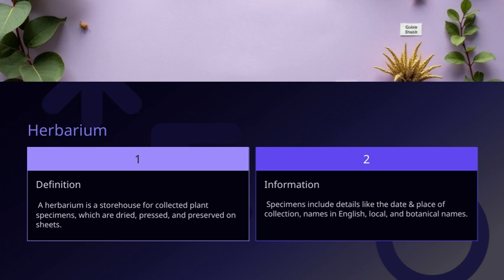So, in essence, a herbarium is a vital resource that preserves the physical characteristics of plants for future reference and study. It connects all these details and serves as a foundation for botanical research and education.